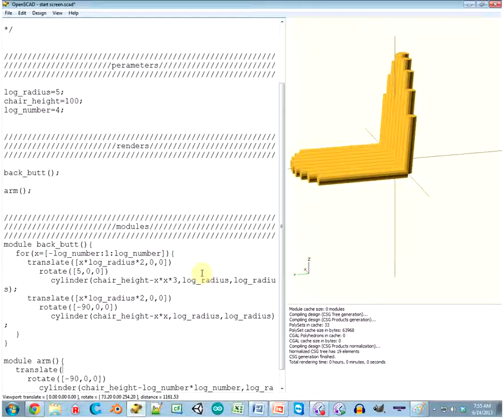Cool. So we don't need to translate it back or over any. We can just do 0, 0, and then cosine of angle 5 degrees times the length of the hypotenuse, which is chair height minus x times 3, which is x is log number. So chair height minus log number. What's a log number? I don't know. Chair height minus log number times 3.